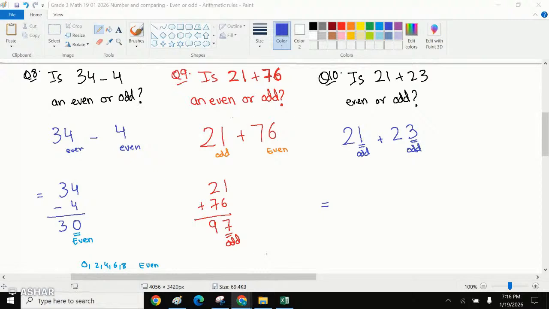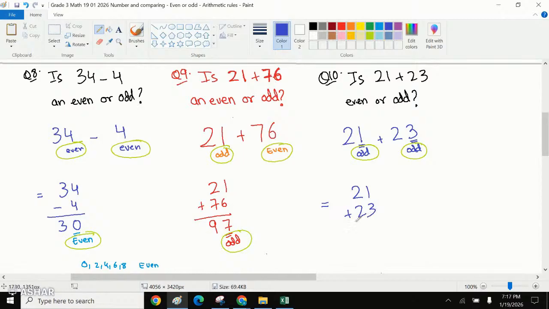Yes, May. It would be even, because we know the rule that when both of the numbers are even, the result is even. If both of the numbers are odd, it will still be even. But if one is odd and one is even, then the result is odd, right? So what we can say over here is 21 plus 23: 4 and 4, and this ends at an even number.